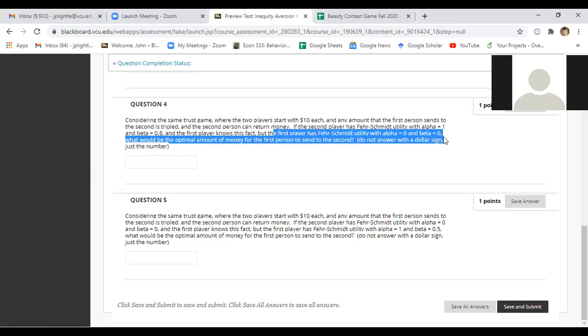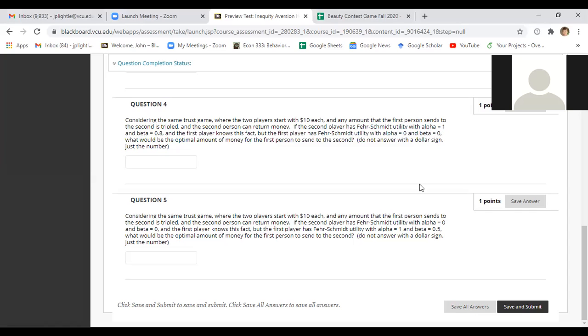The first player has a parameter of alpha equals 0, beta equals 0. If you recall, that is the same as being self-interested. So if you have Fehr-Schmidt utility with alpha equals 0 and beta equals 0, that means you behave just like Homo economicus. Homo economicus is actually included in the model of Fehr-Schmidt utility. It's a special case, the case where alpha equals 0 and beta equals 0.